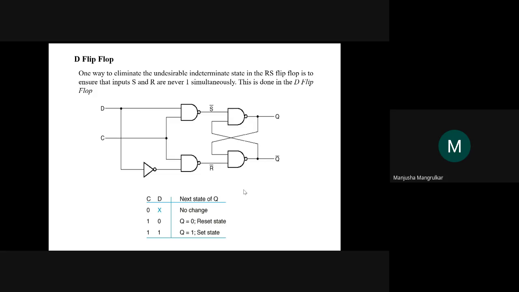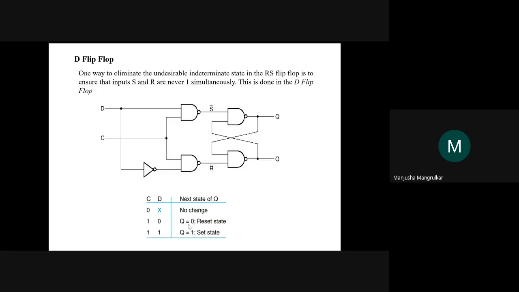Okay. So now this is the D flip-flop. Again the same: when the clock is 0, whether D is 0 or 1, there is no change in the output. But if the clock is 1 and D is 0, it is a reset state. And when the clock is 1 and D is 1, it is a set state.